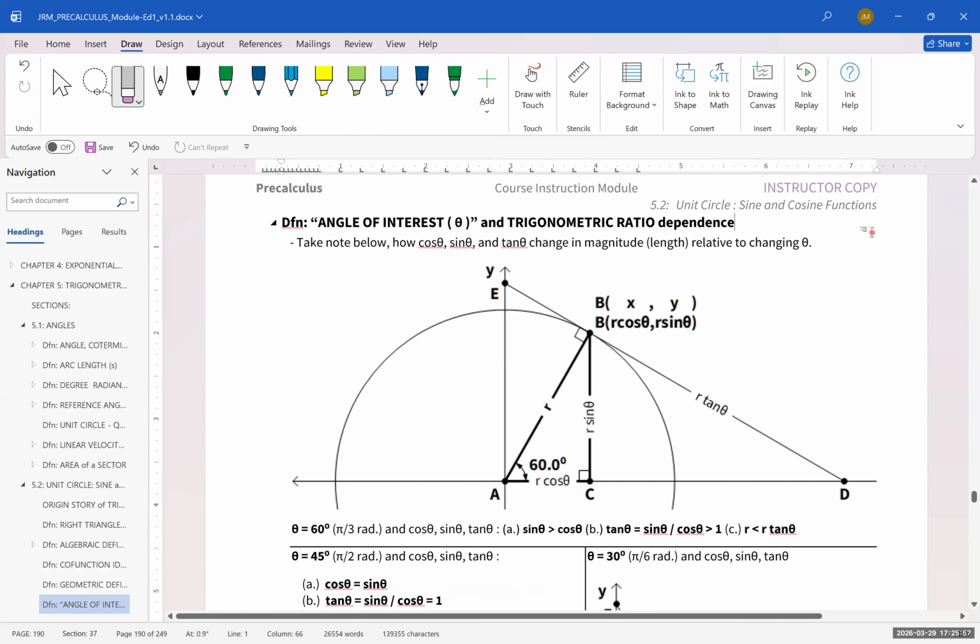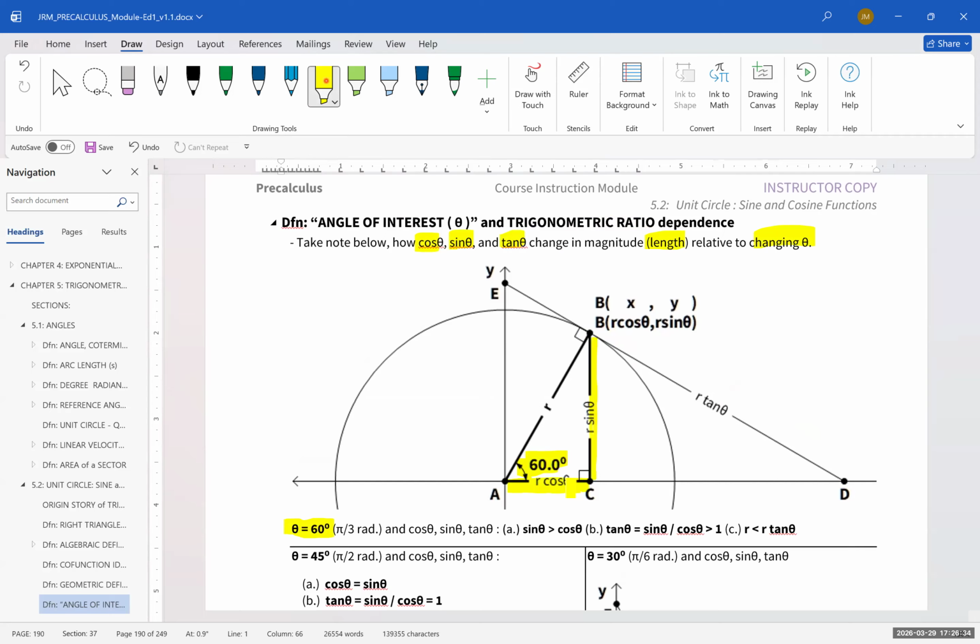Kind of distracting. Okay. So when I show you these 3 examples, look at how cosine theta, sine theta, and tangent theta are changing in their lengths relative to the angle changing. So here our angle of interest is 60 degrees. And you can see that the sine of that angle of interest is pretty tall compared to the cosine, which is relatively short. So sine is greater than cosine.